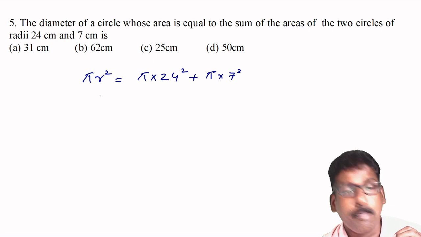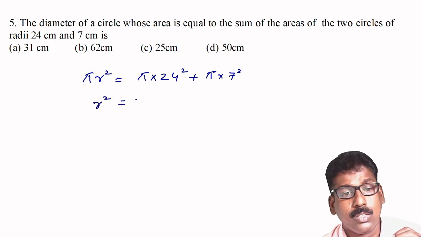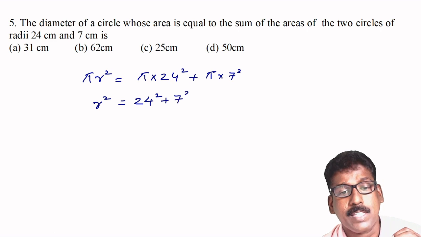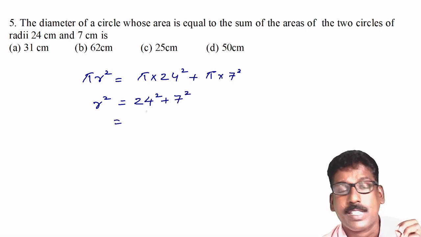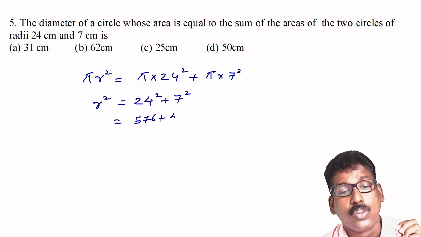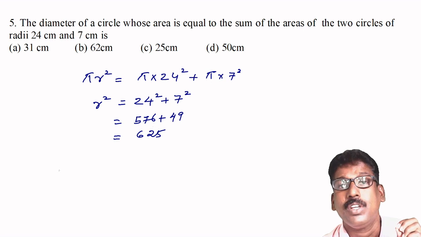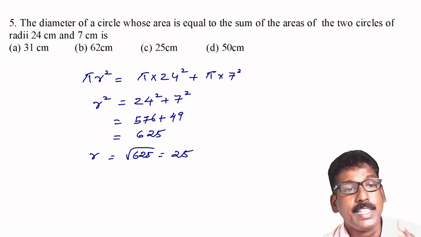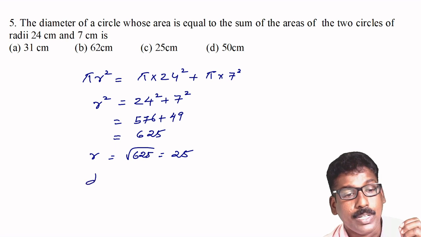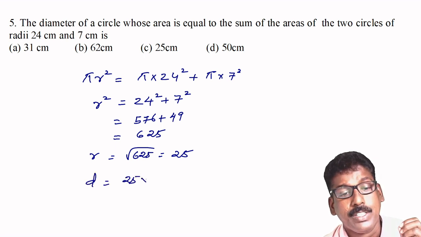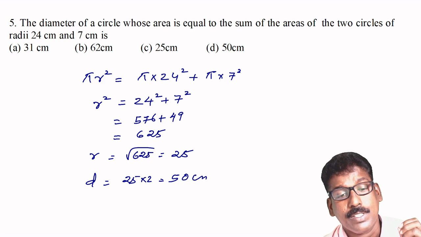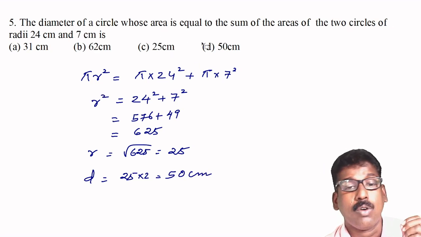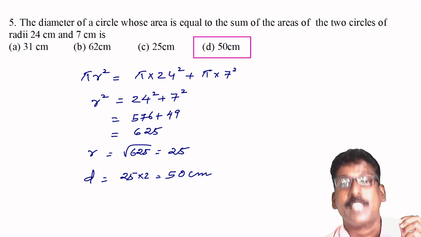Now divide throughout by pi, you will get r square is equal to 24 square plus 7 square. 24 square is 576 plus 7 square is 49. While adding, you will get 625. So radius is equal to square root of 625, which you know is 25. But here it is asked to find out the diameter. So diameter is equal to 25 into 2, which is equal to 50 centimeter. Therefore, the correct option is D, 50 centimeter.